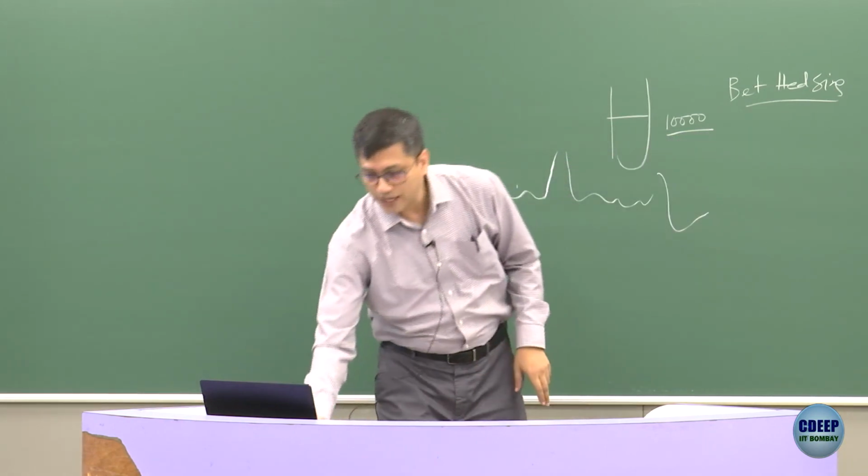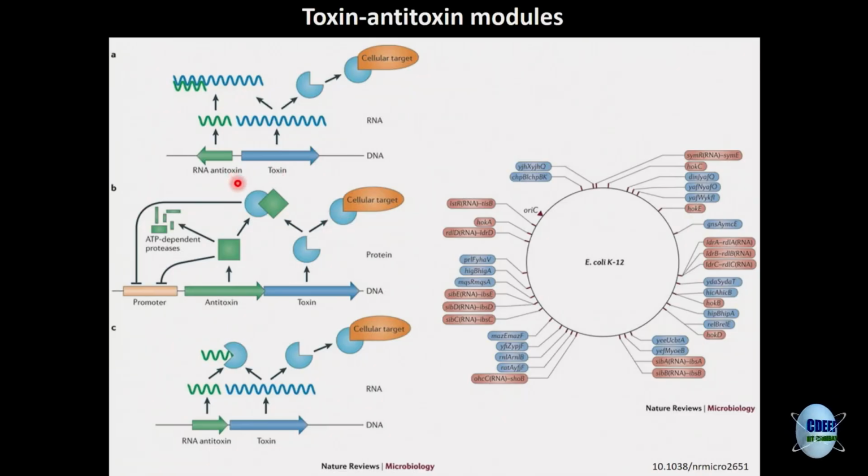And the way the toxin-antitoxin module works is this. In this particular case, the toxin is over here, the antitoxin is over there, their expression is not controlled by a single promoter, but the RNA of the antitoxin can bind to the RNA. This is like a silencing RNA kind of thing, and that's why the toxin molecule is suppressed. But look at this, this is how generally it is. Generally the organization is like this.